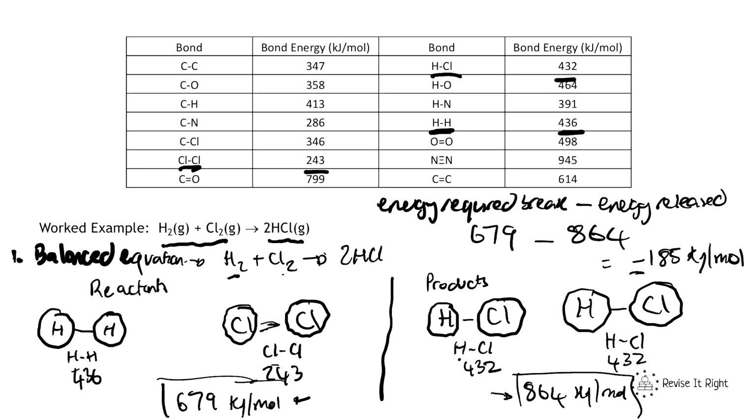Okay, so just to go through what we did. Number 1, balance the equation. Number 2, draw out your bonds. Number 3, label your bonds. Number 4, calculate the energy required to break the initial bonds. Step 5, calculate the energy released when we're forming the new bonds. And then you want to work out the overall change. So you do energy required to break the bonds minus the energy released, and that gives you your final number. If it's negative, it's exothermic, and if it's positive, it's endothermic.